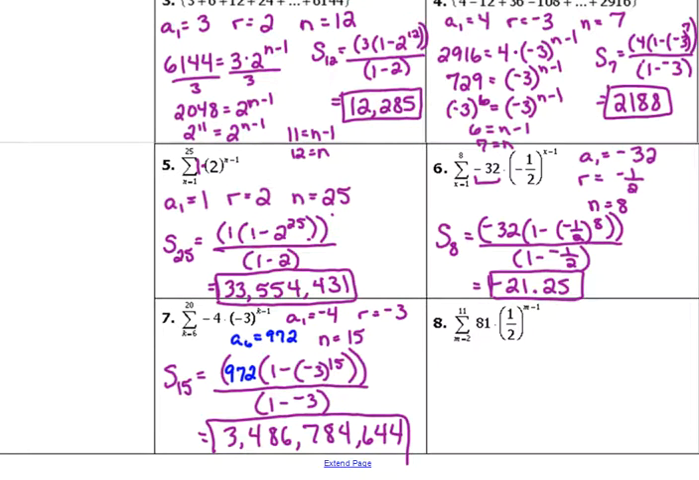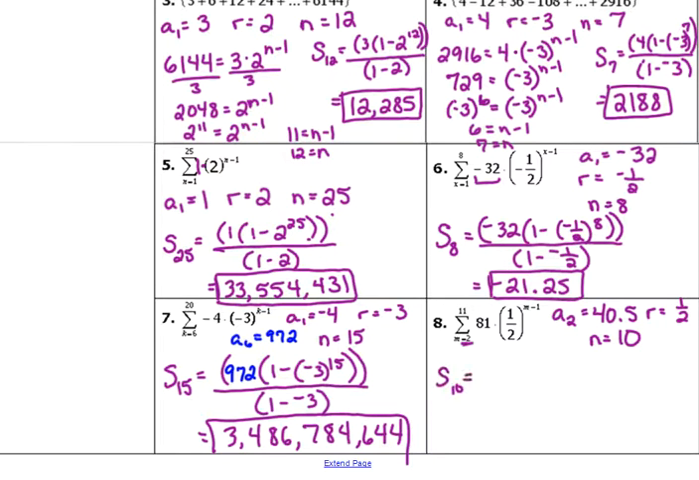Let's not make the same mistake on number 8. A sub 1 is 81, but we don't need A sub 1. We're starting at 2. So we need A sub 2. So that's 81 times 1/2, which is 40.5. The common ratio is 1/2. And the number of terms, 11 minus 2 is 9, plus 1 is 10.